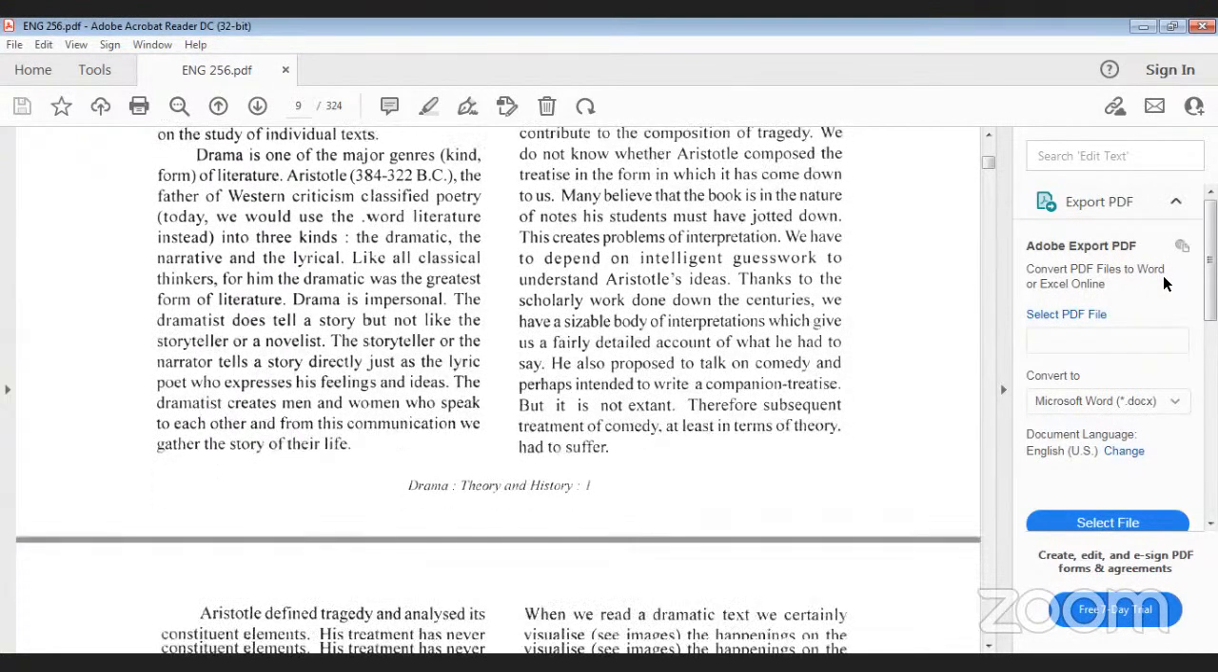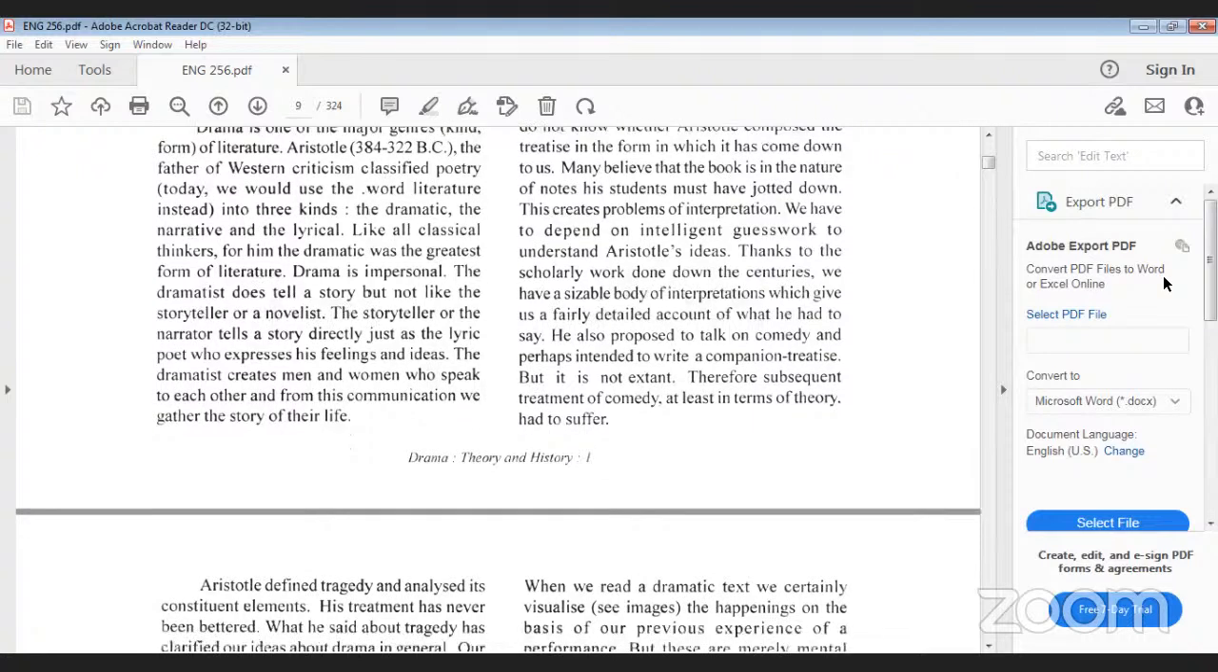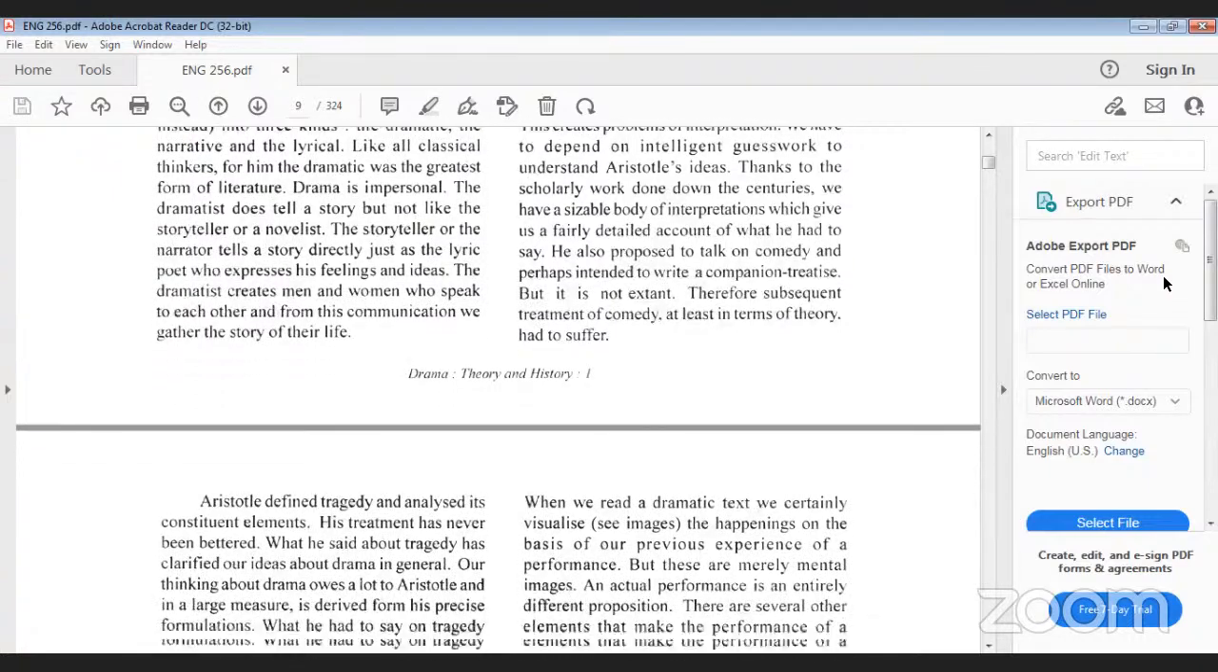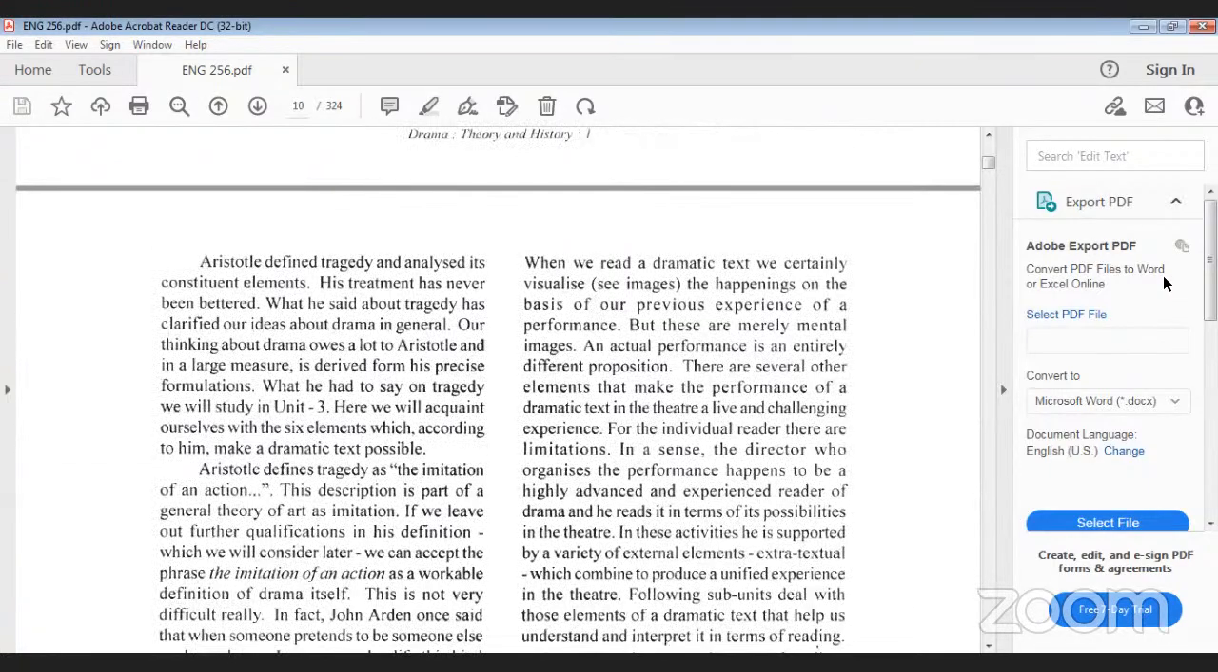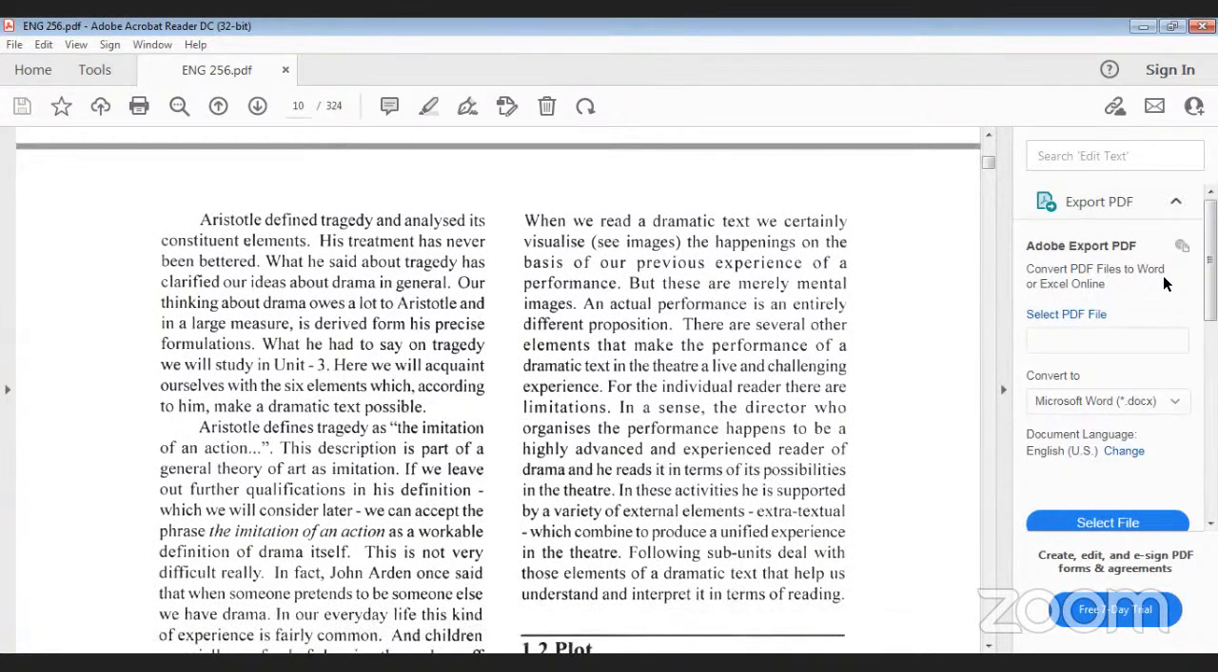We have a sizable body of interpretation which gives us a fairly detailed account of what he had to say. He also proposed to talk on comedy and perhaps intended to write a companion treatise, but it was not extant, therefore subsequent treatment of comedy, at least in terms of theory, had to suffer. Aristotle had defined tragedy and analyzed its constitutive elements. His treatment has never been bettered.